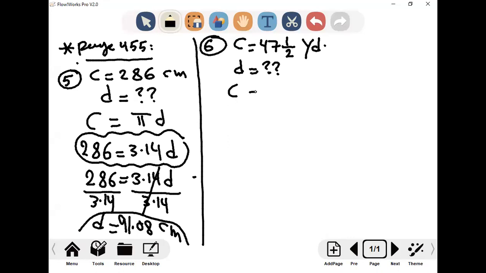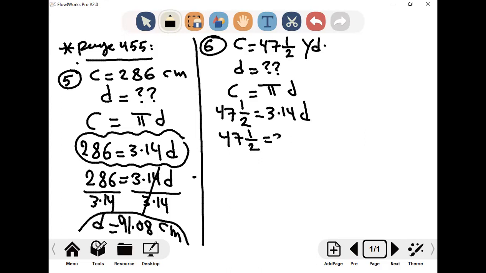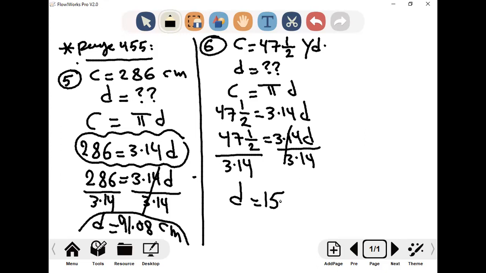Same formula, C equal pi multiply D. C is given, 47 and half equal pi 3.14 multiply D. It is a multiplication equation. Divide both sides by the coefficient, which is 3.14. Use calculator here, it's okay. So D will be this number divided by this number. It will be 15.13 yards. It's okay to use calculator in these kind of questions.